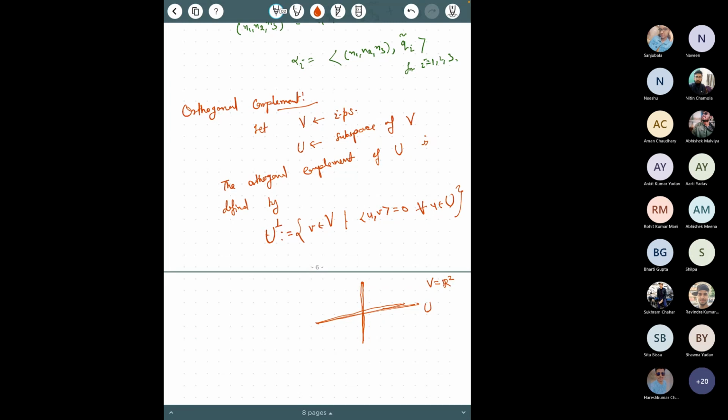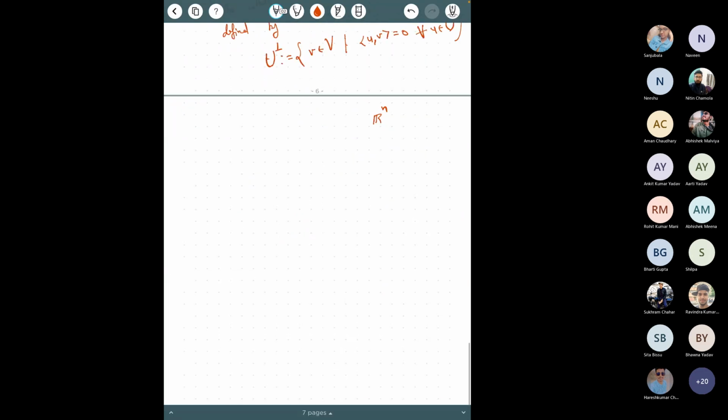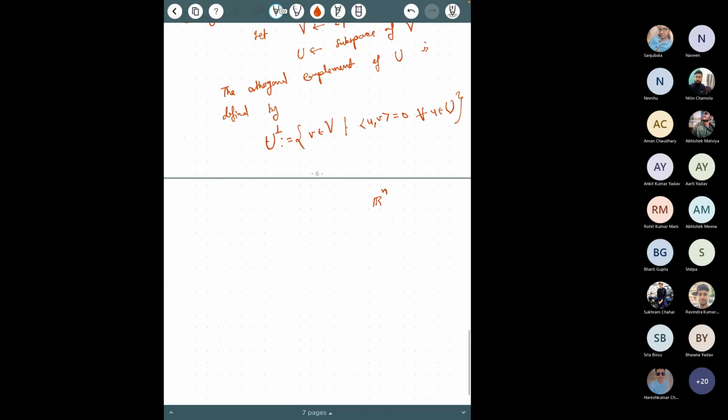In place of R2, let's say we are in Rn. Let's say n is 9, just for example. So we are in R9 and U is a subspace which is spanned by these three vectors. Assume that x1, x2, x3 are linearly independent. So basically the dimension of U is 3.